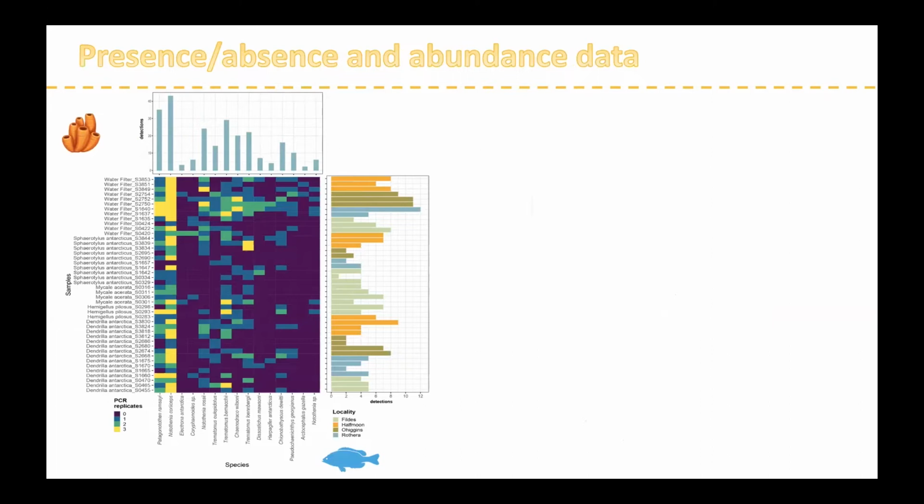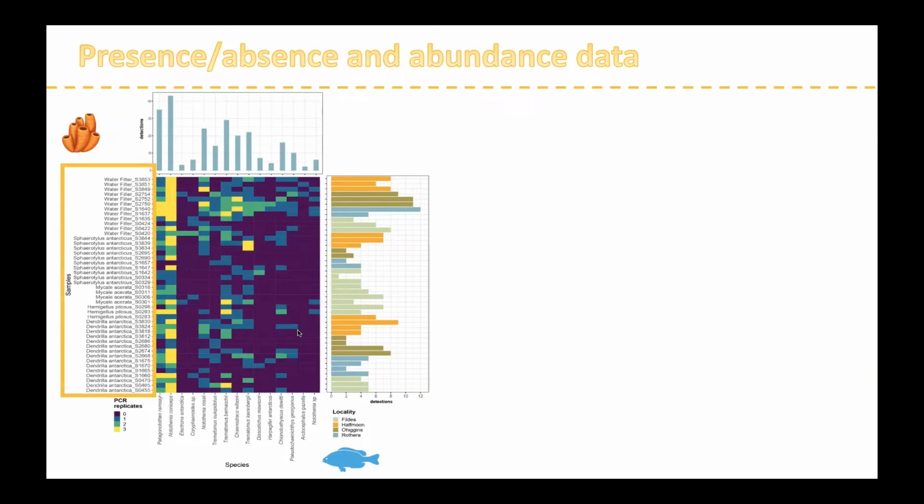If we look at the presence-absence data instead, you can see in the heat map where the color represents the number of PCR detections for each MOTU in each sample. So to make it more clear, here in the y-axis, you have the samples, water and sponge, with the number of detections of each sample on the right side. That means how many fish are detected in each sample.